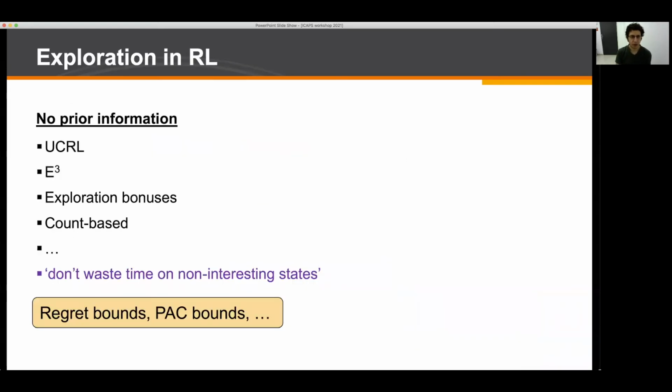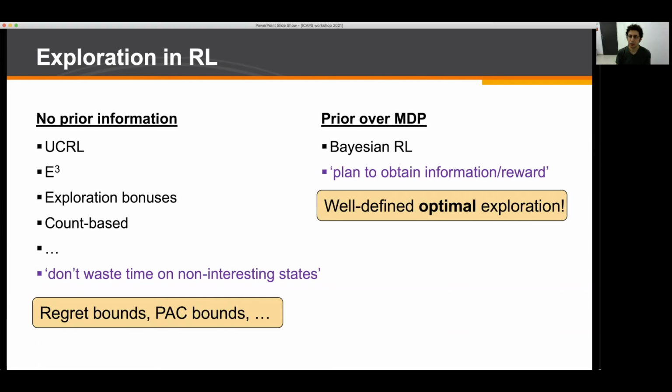So first, there are two types of exploration in RL. The first one is the more popular one, which doesn't assume any information about the problem. And the best thing you can do in this setting is don't waste time on non-interesting states, things that don't have reward or you have already visited before. And for this, you can derive worst case bounds. There's also the Bayesian RL approach, where you have some prior about the possible tasks that you can experience. And in this case, you can actually plan your exploration to obtain the maximum information or reward. So here, there is a well-defined optimal exploration.